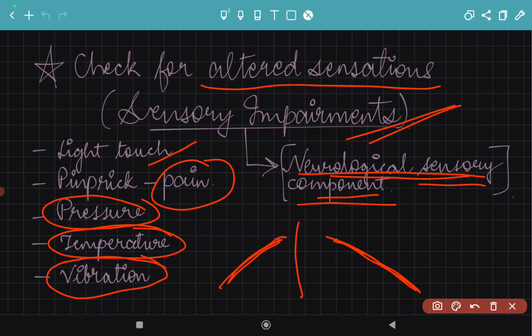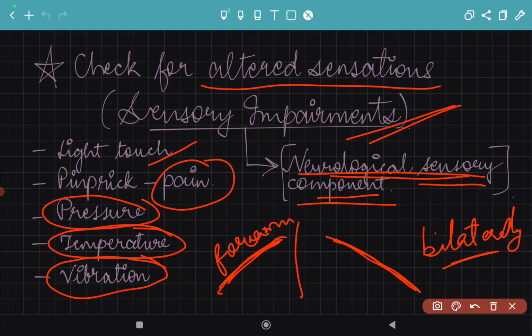We can use cotton to test light touch. We can ask the patient to close their eyes, and then use that soft cotton to touch the particular part. For example, we took the forearm to test. So we will check bilaterally and look for the impaired sensations. Our goal is to test for impaired sensations.